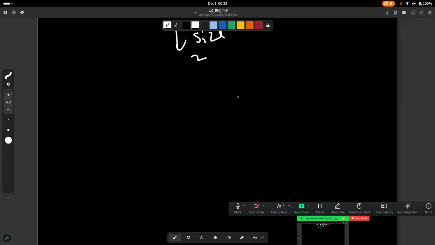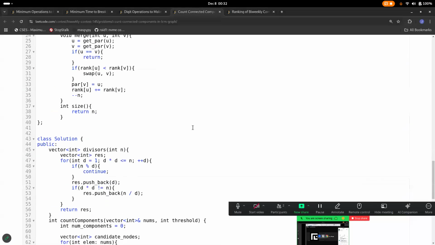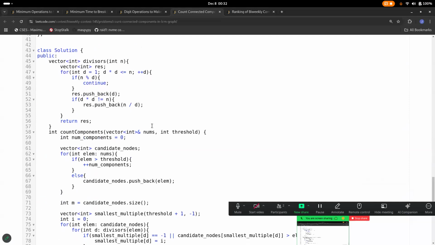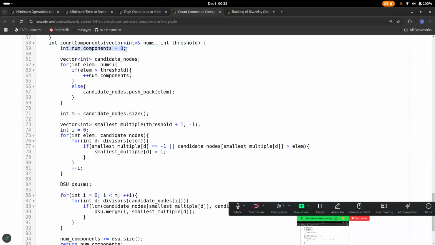So if that's clear, I think we can move to the implementation part. So this is DSU, we'll just see it later. The first thing, we declare our number of components variable, and we have one candidate nodes array.